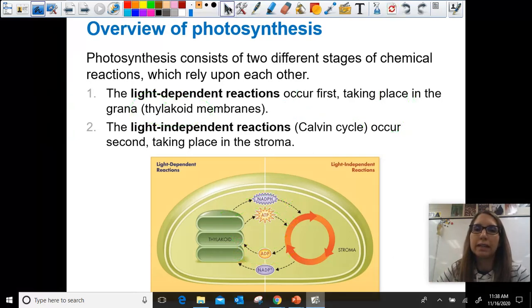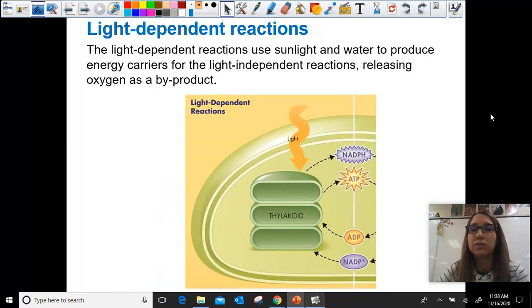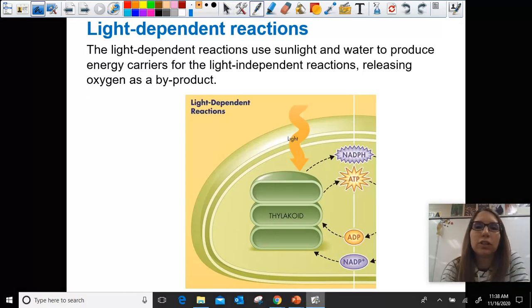So looking at light-dependent reactions first, okay, if we had to summarize them in just a statement, this is what I would make that statement look like. So the light-dependent reactions use sunlight and water to produce energy carriers for the light-independent reactions, releasing oxygen as a byproduct. So that was a lengthy statement, but that's again because this is not a complicated or easy process.